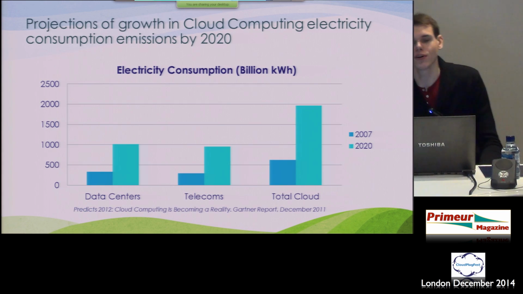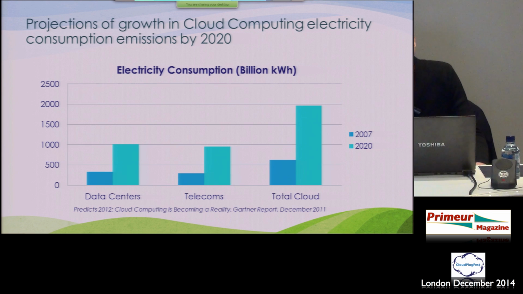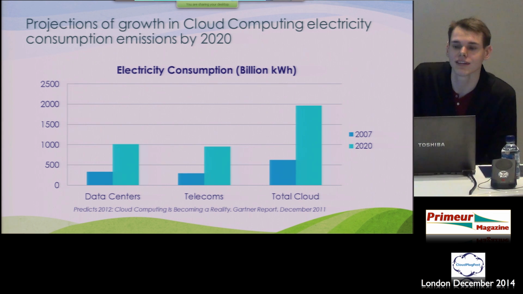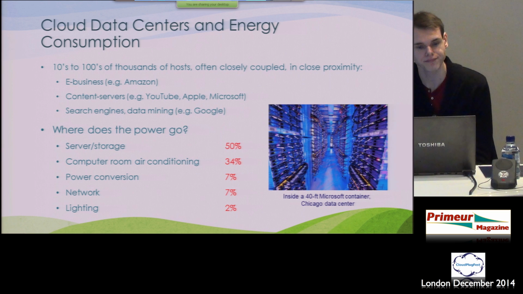So this is a graph that I've taken from a Gartner report that basically projects the growth of cloud computing's electrical consumption into 2020. And we can see here that data centers and telecoms are only a fraction of what the projected total cloud consumption is going to be in 2020.